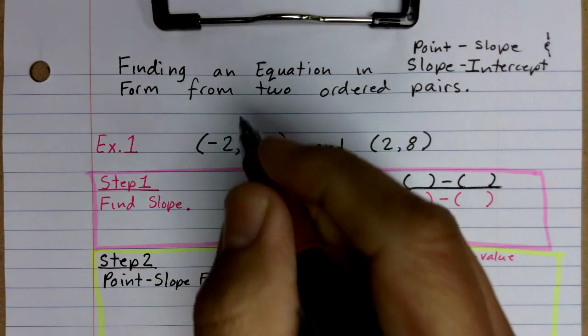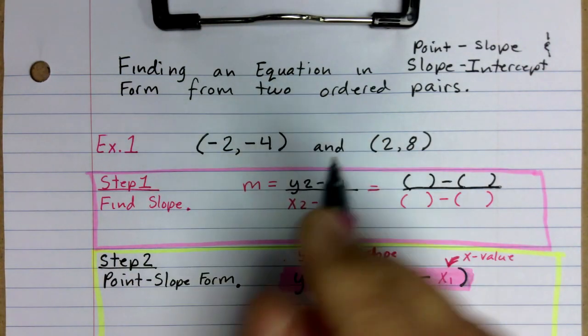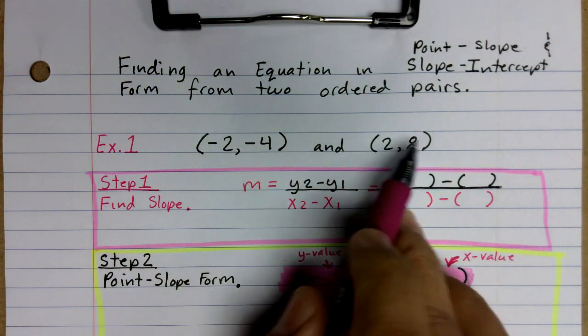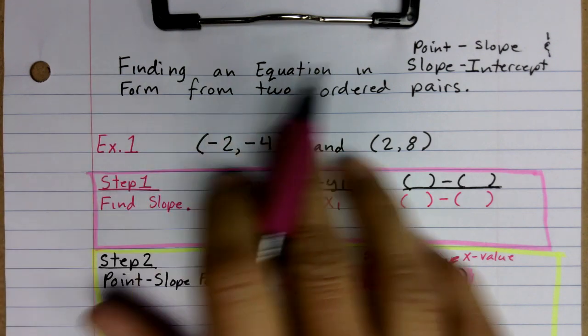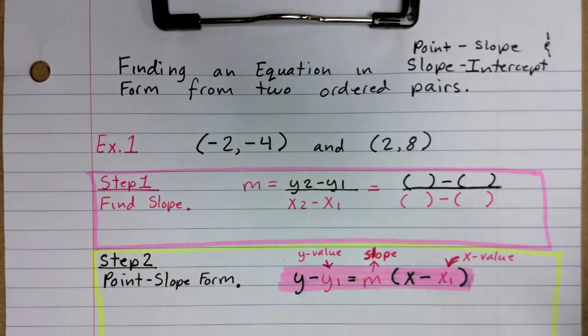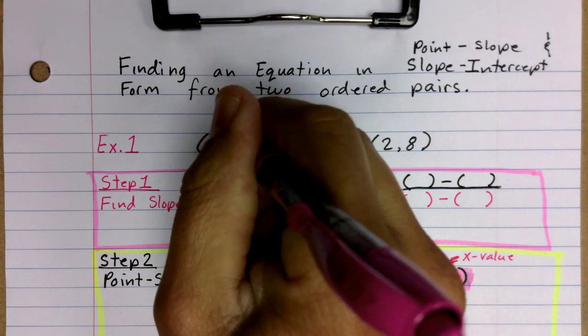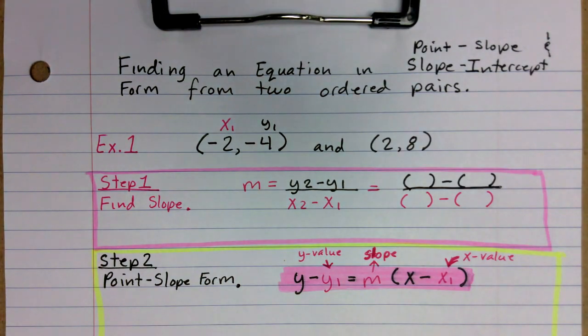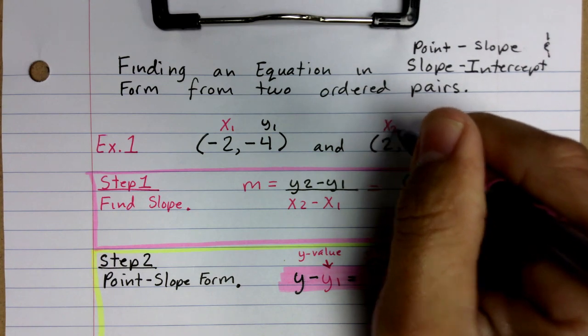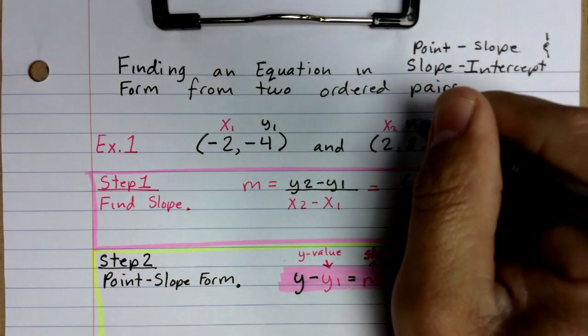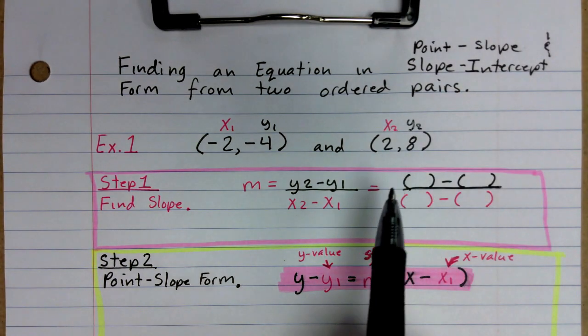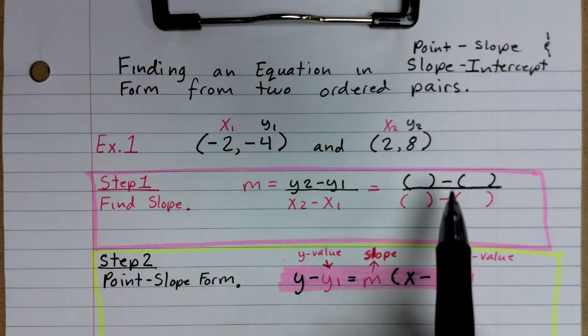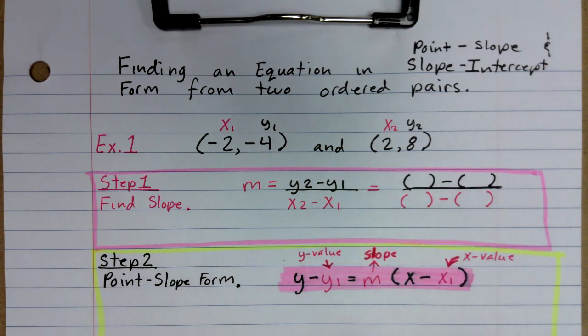Now I'm going to go over here. I'm going to call this first ordered pair, and it doesn't matter which one you call your first ordered pair, but since I read from left to right, I'm just going to say the one on the left is first. And this will be my x1 value, and this will be my y1 value. This is going to be my x2 value, and this will be my y2 value. So that way you can see where I'm getting the numbers from to substitute in to use this formula.